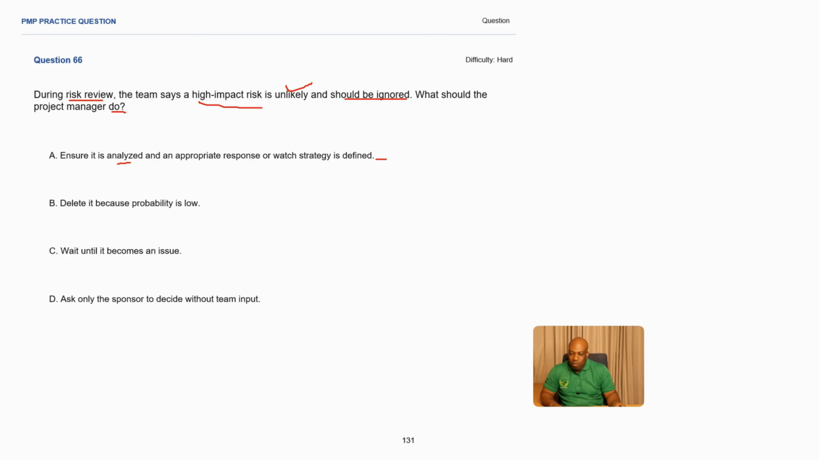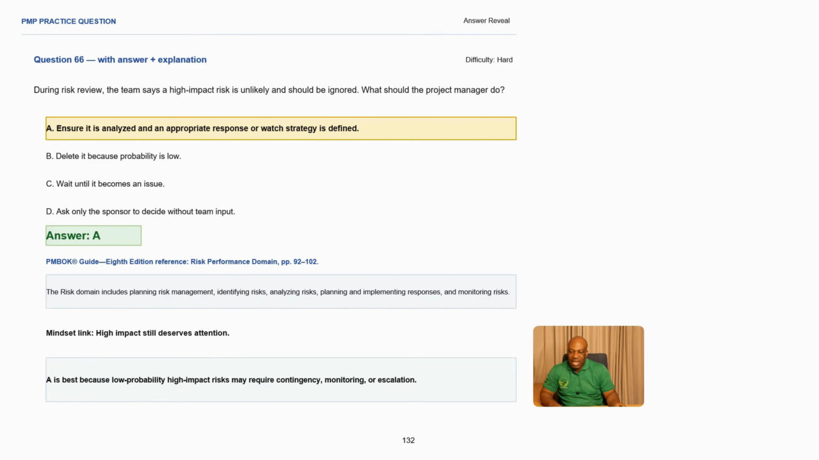Analyzed. B, delete it because probability is low. You don't delete risks because someone is saying it should be ignored, making this one incorrect. C, wait until it becomes an issue. You don't wait in a project. You're going to cause delay. What if this issue is going to be a blocker? So you can't take this as the best option. D, ask only the sponsor to decide without the team. You can only go to the sponsor if it's something beyond your authority or you require approval, making this one incorrect. So the best answer in this scenario is A.